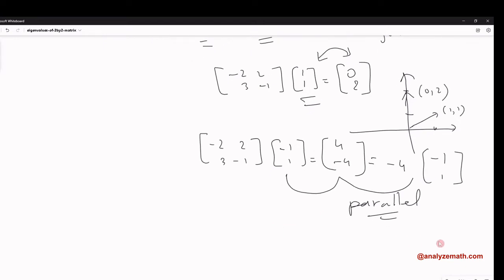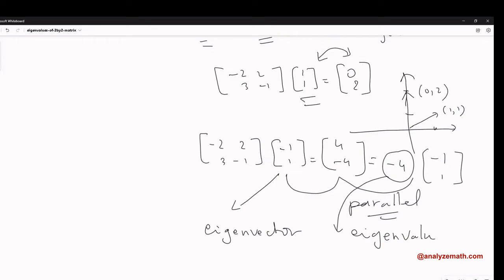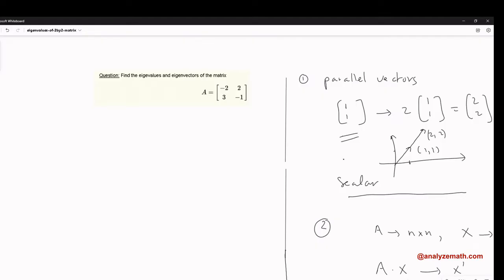When the original vector and the result are parallel, we call this vector an eigenvector, and the scalar corresponding to it we call an eigenvalue. Now let's go to our question, where we are asked to find the eigenvalues and eigenvectors. Let's define them first.